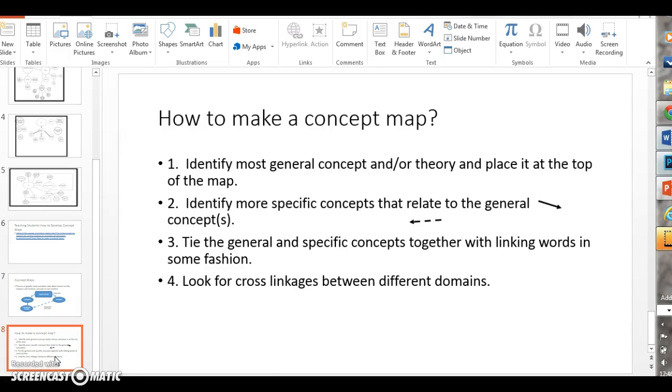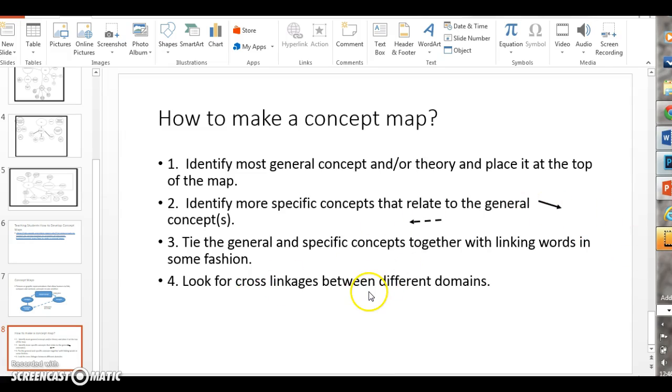I learned from the pilot study that I need to incorporate almost like a key when students use Draw.io. I need to make things very specific so that it's easy for them to use the program and they can focus on the information. So I want them just to use, I think, about 4 keys. Identify the most general concept at the top of the map. That's rule 1. Then you want to identify specific concepts and relate them to the general concept using these arrows right here.